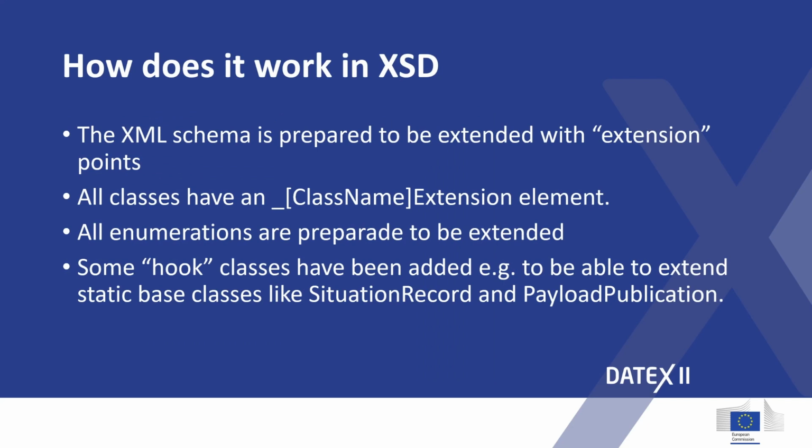So how does this work in XSD, the XML schema? The XML schema is prepared to be extended with extension points. All classes have an underscore class name extension element. All enumerations are prepared to be extended. Some hook classes have been added to be able to extend static base classes like situation record and payload publication. We find this in the model with the generic payload publication and the generic situation record, for example.